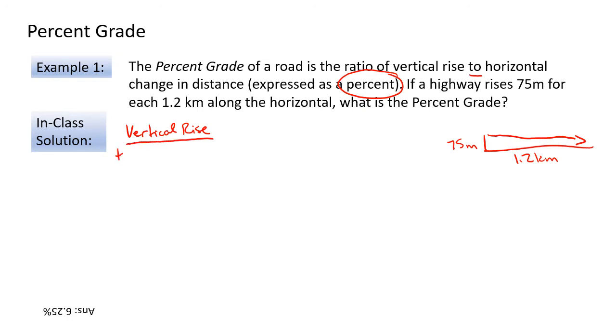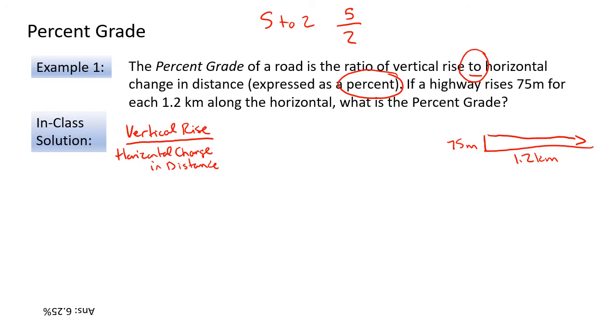When you see the word "to", remember that is the same as writing "divided by" the horizontal change in distance. Remember, when we showed ratios, you could write it as 5 to 2, which is the same as 5 divided by 2. So all I've done is look at this wording and know that you can write it as a fraction. Okay, so that was step one. That's determining the ratio that we're trying to find.